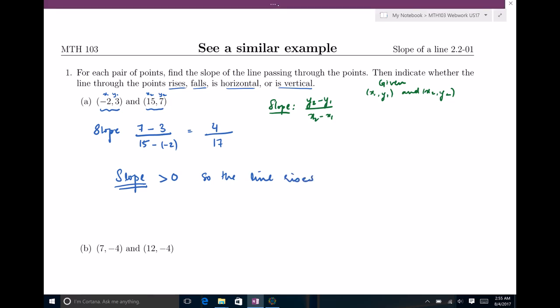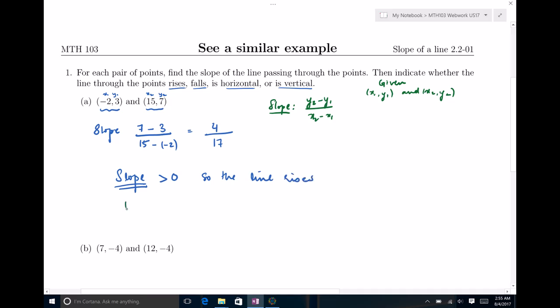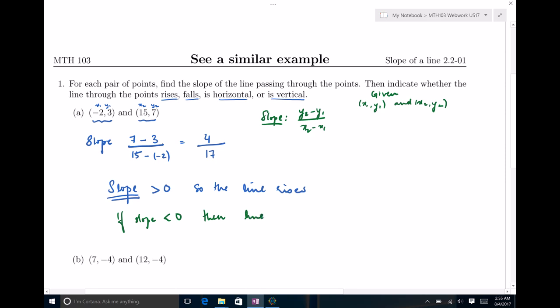I'm going to make a little note here just to tell you that if the slope was in case less than 0, then that means the slope is negative, so then the line would fall.